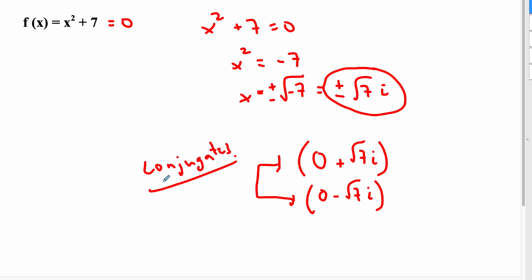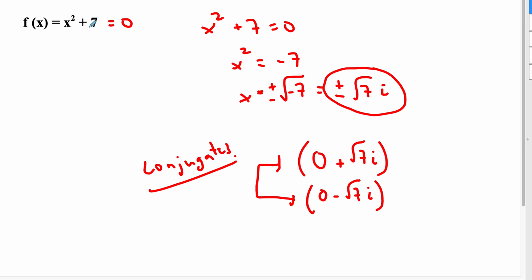When I say conjugates, more specifically, I'm talking about the real number portion is the same, in this case, it's 0, and the positive and negative of the imaginary part of that complex number. These always occur in pairs. And I should point out that this being quadratic, we'd expect two roots. We're always going to get two roots.